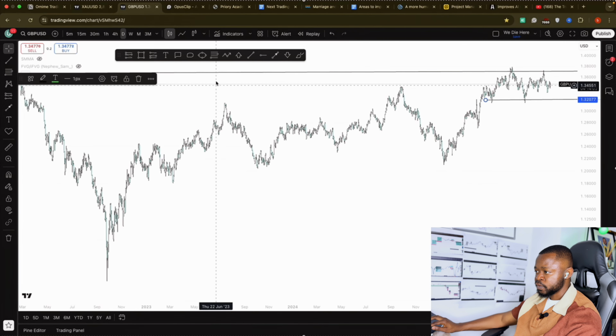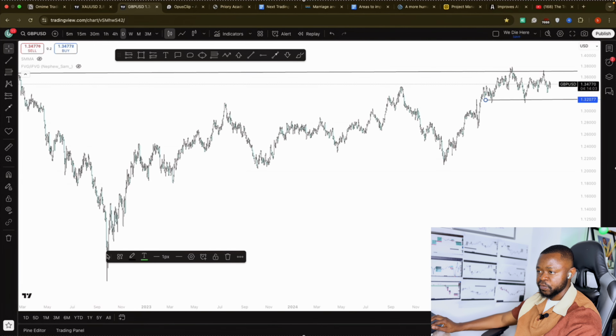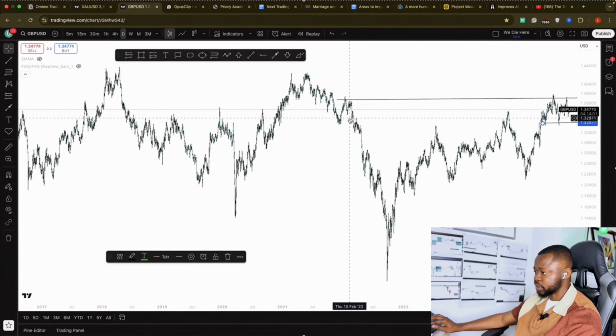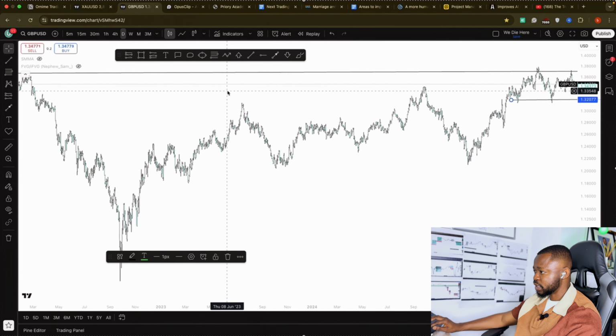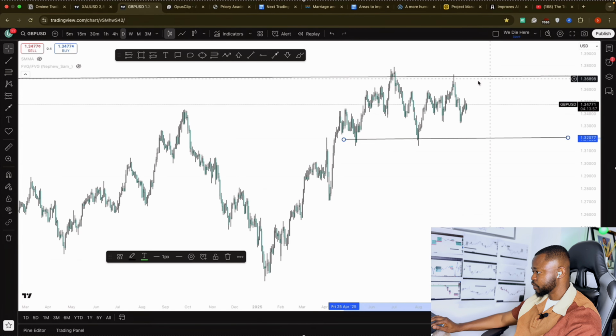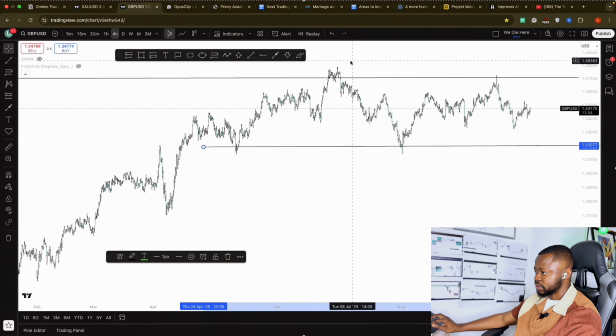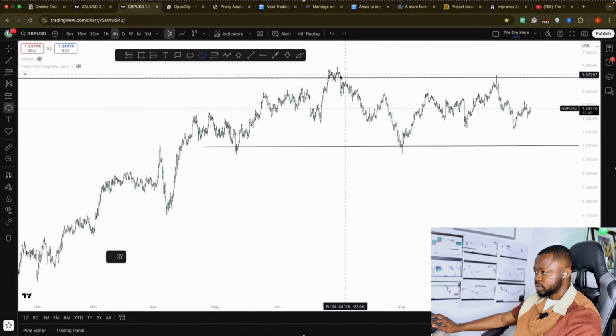So if you go to the resistance level here, you can see it is still being respected. It's being respected here, it's being respected here, and it's being respected here. So if you come to the 4-hour chart, the same thing, it's being respected here. Price is respecting here.